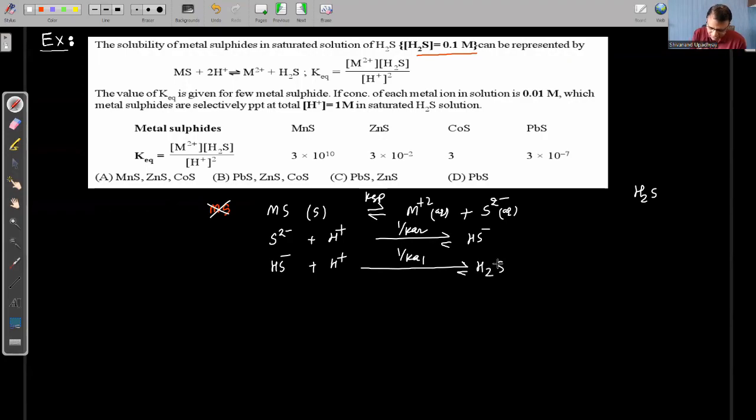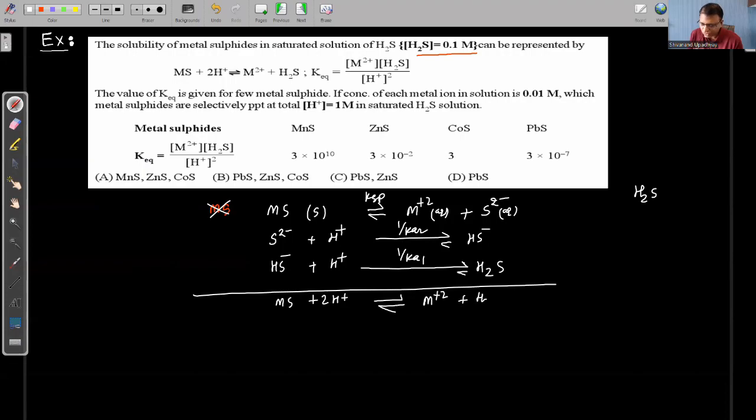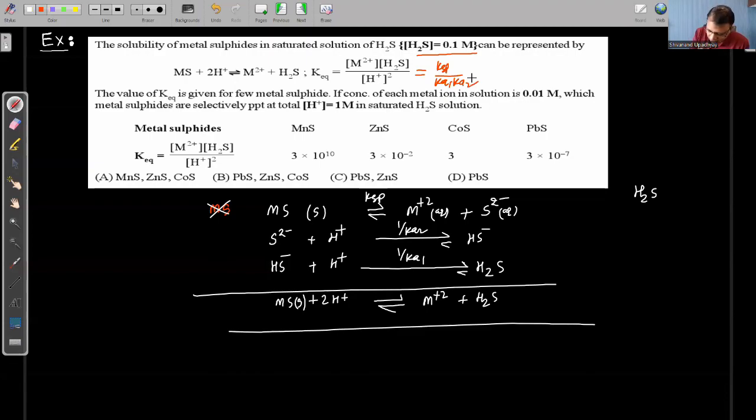Same way, if I write the overall reaction, on adding these reactions we'll get metal sulfide plus 2 times H plus forming metal 2 plus ion plus H2S in aqueous state. So this is in solid state, and other chemical species are in aqueous state. Now this is Kspa, this equilibrium constant, whose value is equal to Ksp divided by Ka1 and Ka2. So now let us read the question.